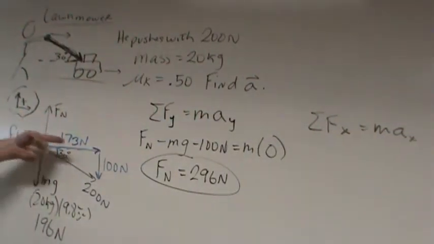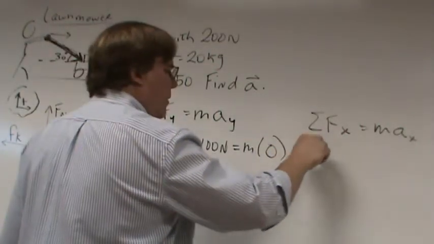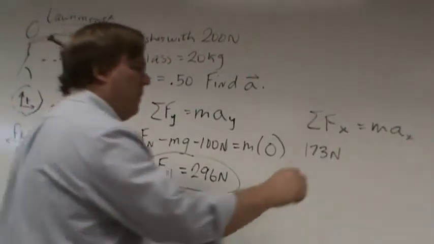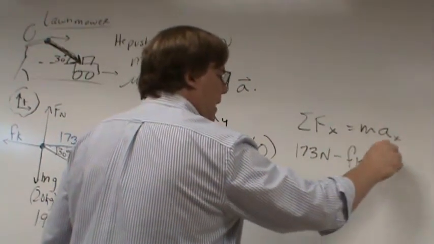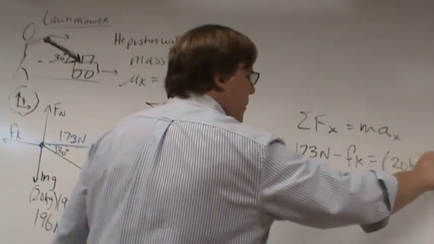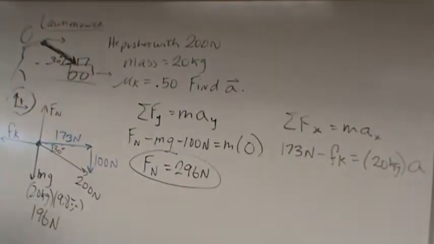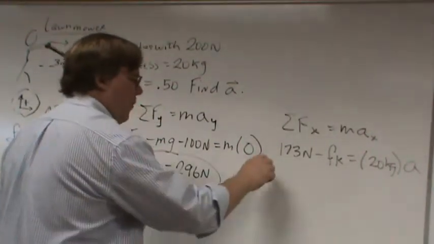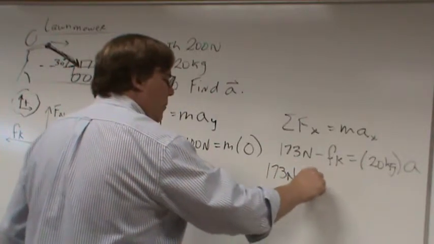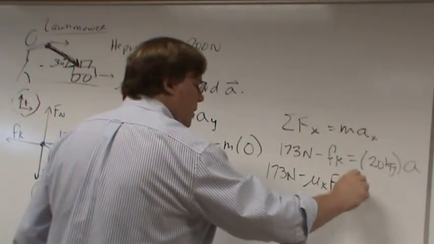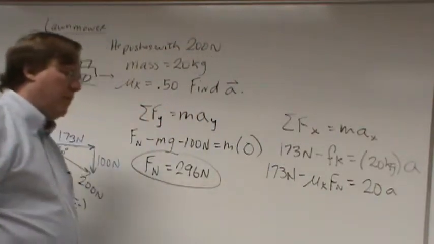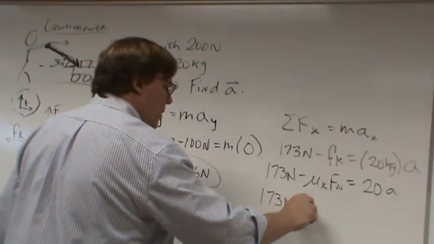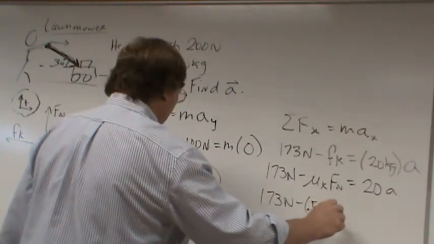In the x direction, I got 173 to the right, so that's positive. I got my kinetic friction force to the left, and that's negative. And then I got my mass, which is 20 kilograms, times my acceleration. My kinetic friction force is given by the formula mu sub k F sub n. And mu sub k is what, 0.50? And my normal force is 296.